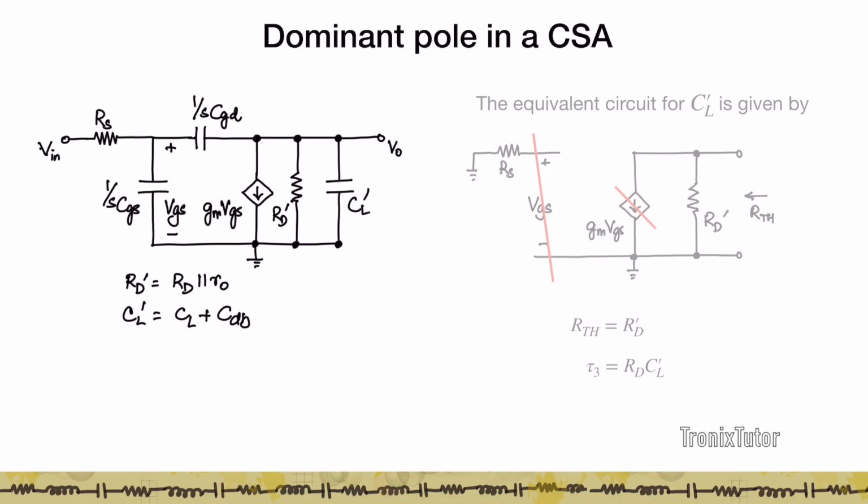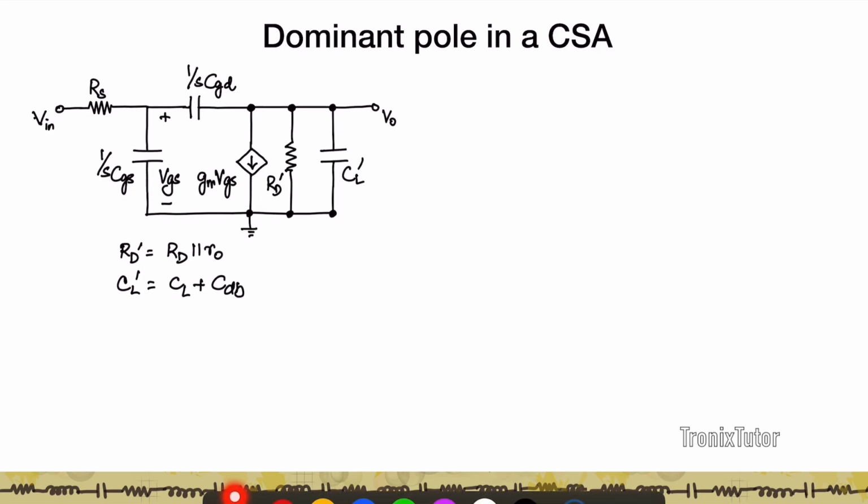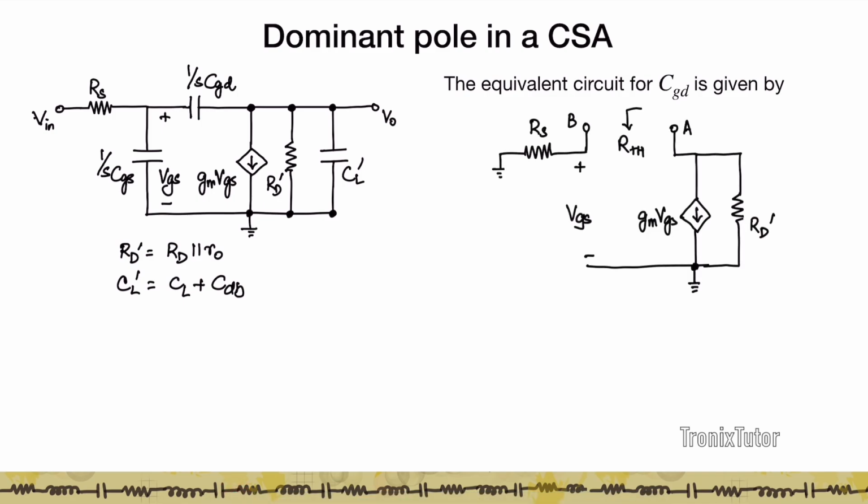The last and the most interesting one is what happens to CGD, again because CGD falls across the input and the output nodes of the circuit. So now let's look at the equivalent circuit here. Again, I remove the capacitances, and what I have is right here. So I want to find the Thevenin resistance between nodes A and B. Right? And so B is connected via Rs to ground, and A is connected through gm·VGS and RD prime. And this VGS is now the voltage drop across Rs. Right? And so VGS is not 0 in this case.